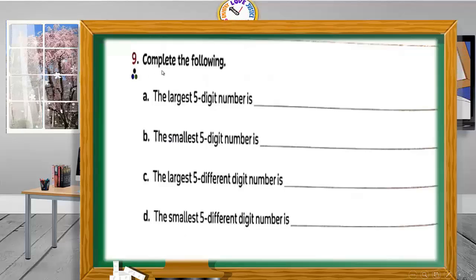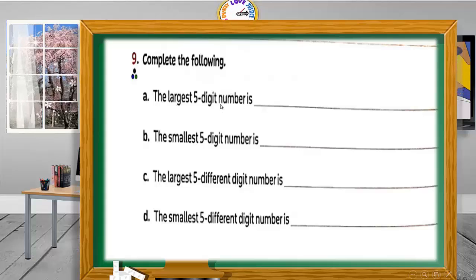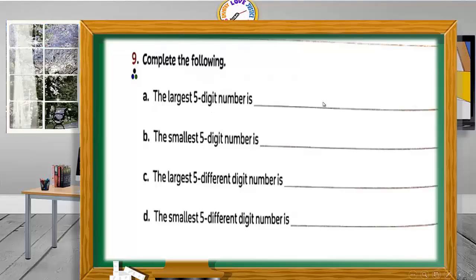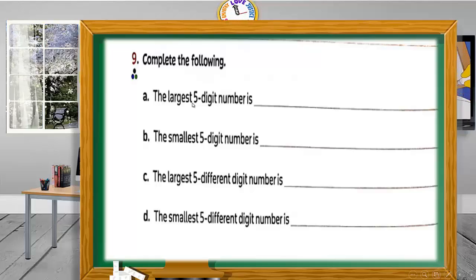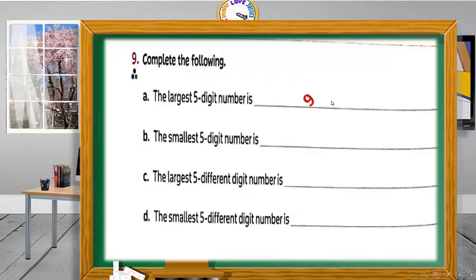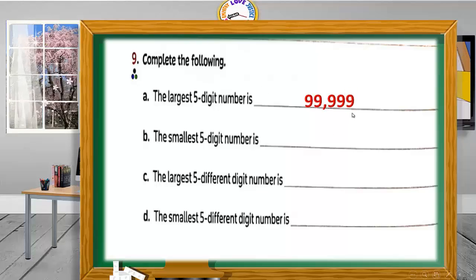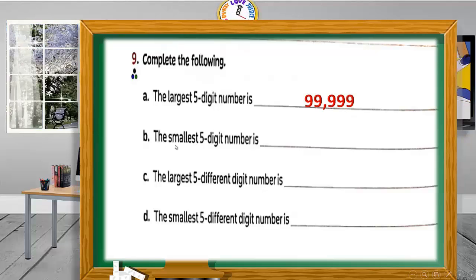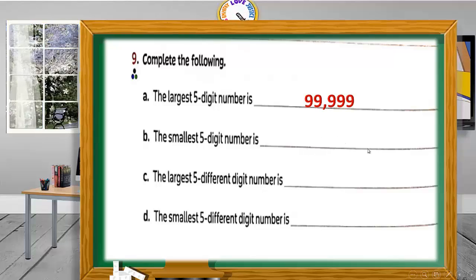Here he wants you to complete the following. The largest 5-digit number is... Largest digit is 9. He tells you I want to write a numeral with highest 5 digits. So we will write 9 5 times like this. 99,999. This is the largest 5 digit number. He tells you next one, the smallest 5 digit. Smallest digit is 0. We can write 0 0 0 0.